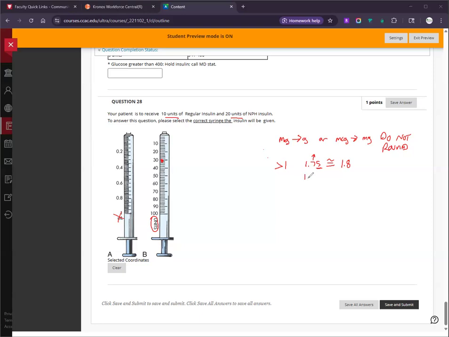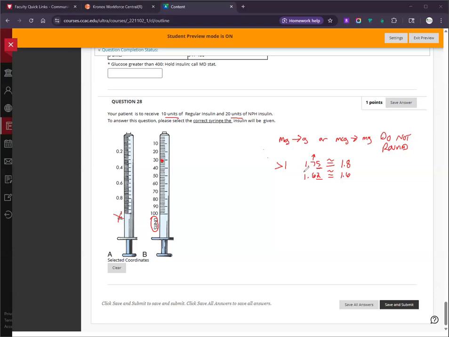If it was 1.62, then I would again look at the 2. It's 4 or fewer, so I would not round this number up. I would drop the 2 and leave it at 1.6. So that's numbers greater than 1.